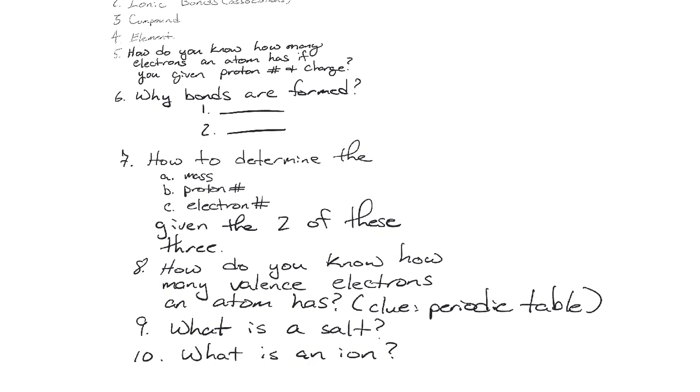What's a salt? It's from yesterday. When an atom on one side of the periodic table, on the far right, either group 6 or 7, bonds with group 1 or 2. So sodium and chloride, lithium and chloride, right? We went through that list yesterday, correct? All right.